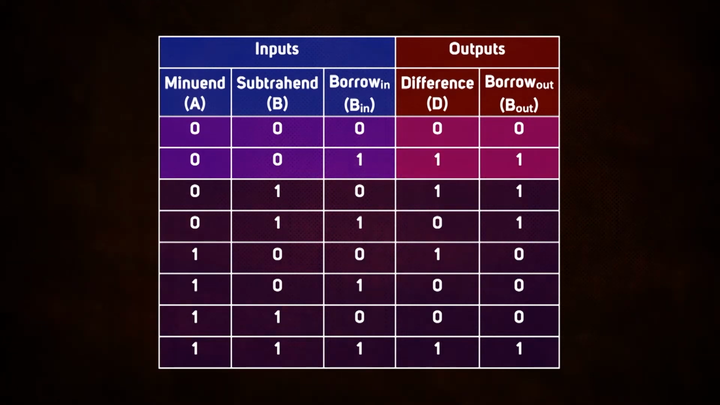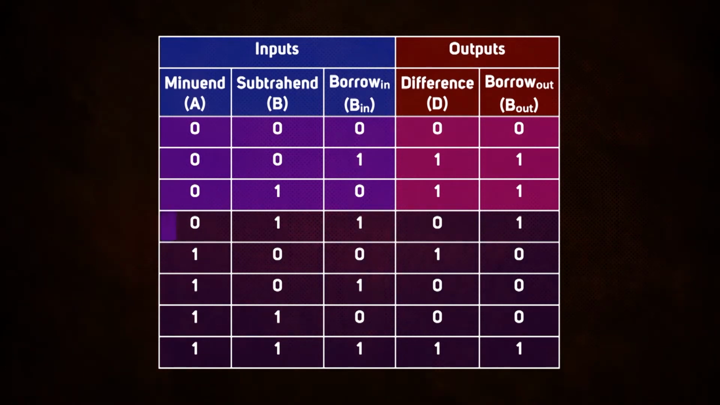It is obtained by binary subtraction, 0 minus 0 minus 1. That gives difference 1 and borrow out 1. If inputs A equal to 0, B equal to 1 and borrow in equal to 0, difference is 1 and borrow equal to minus 1, and this is obtained by the binary subtraction 0 minus 1 minus 0. That gives difference 1, borrow out 1.